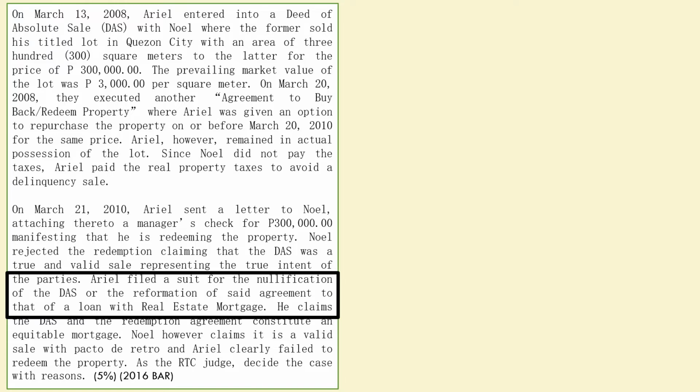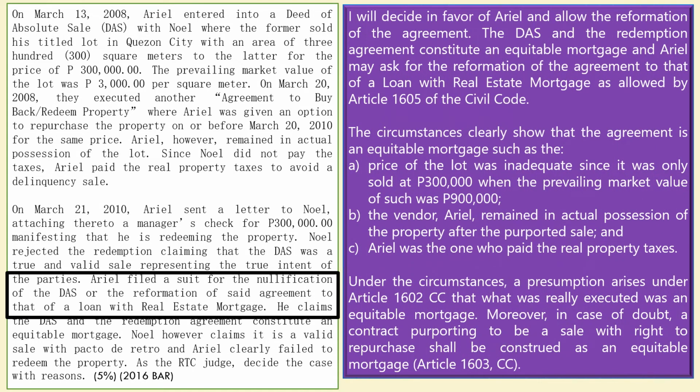So as a judge, how will you rule? You will rule in favor of the seller, or in favor of Ariel, because clearly what we have here is not a deed of absolute sale. The transaction between the buyer and seller is really an equitable mortgage. What are the indications that it is an equitable mortgage? First, the price of the lot was inadequate. Second, the vendor or the seller remained in actual possession of the property. And third, the seller was the one who paid the real property taxes.